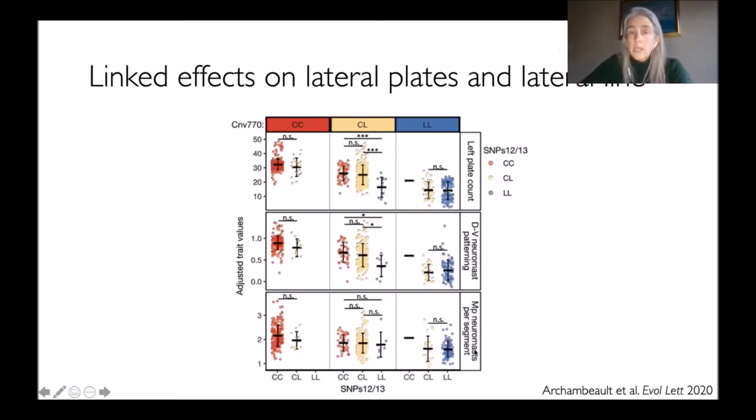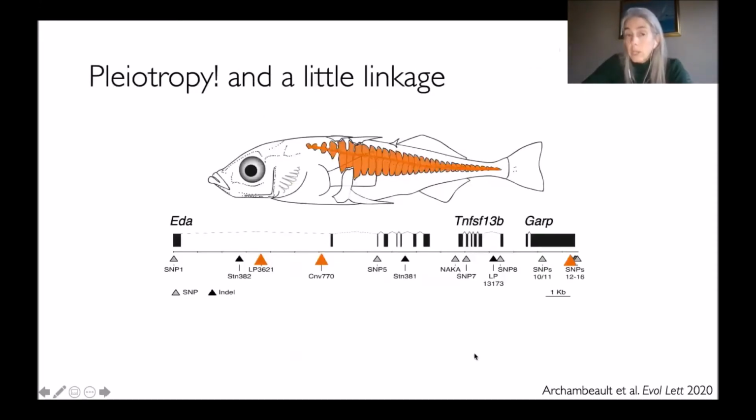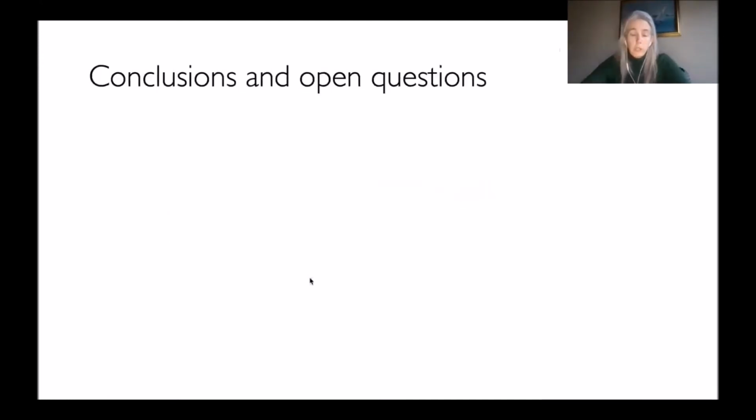So basically the summary is that we find evidence for a pleiotropic mutation somewhere in this region of the haplotype that affects the plates and the neuromasts, but there is a linked mutation within the haplotype that modifies this major mutation.